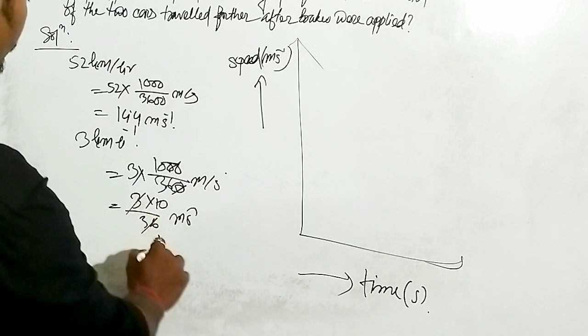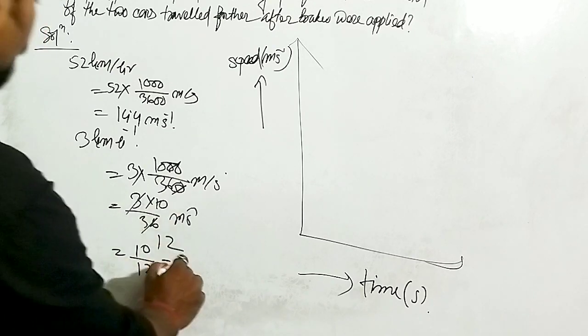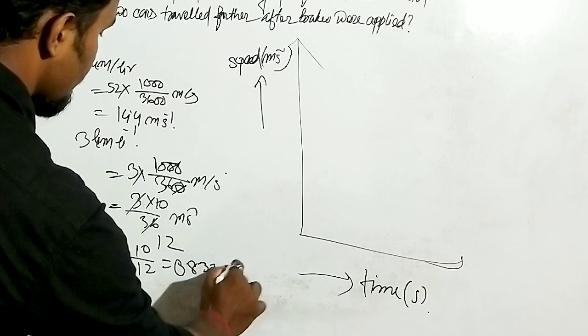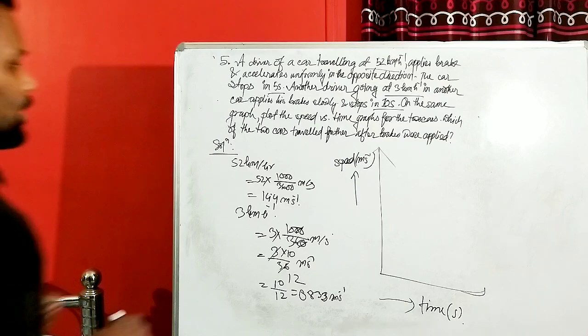If you solve it again, how much will it be? 10 by 12. And if you write this down, it will be almost 0.833 meter per second. 0.833 meter per second. So you just write this down.